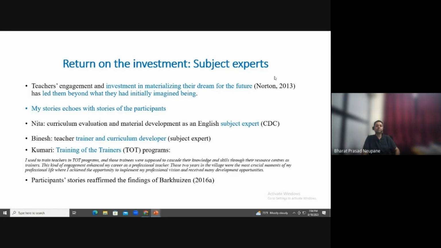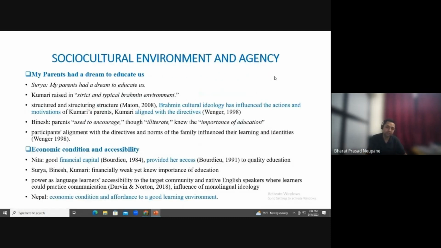So these participants' stories reaffirm the findings of Barkhuizen in 2016. Barkhuizen, in his research, explored the story of Sela, an immigrant on the island of Tonga in New Zealand. Initially, Sela wanted to become an English language teacher of her community. She wanted to teach adult immigrants on Tonga island. She belongs to the non-white community, and she wanted to teach the adults of the non-white community. But ultimately, after engagement and investment in teacher education, she ended up being a teacher in a white school, a different identity than she had initially imagined.